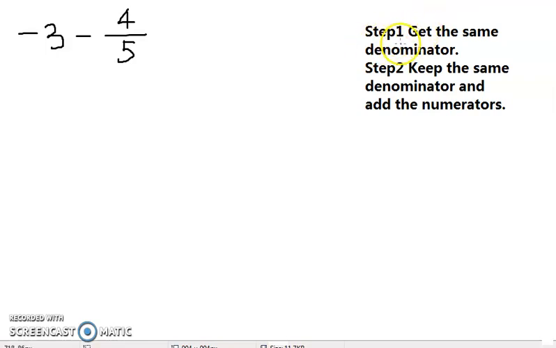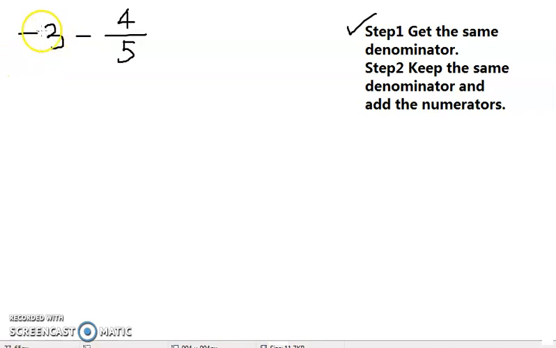So the steps will still be the same. Well, there are other ways to do this problem, but we're going to follow the same steps as adding or subtracting fractions. So first step, get the same denominator. As we discussed before, we're going to find the LCD.